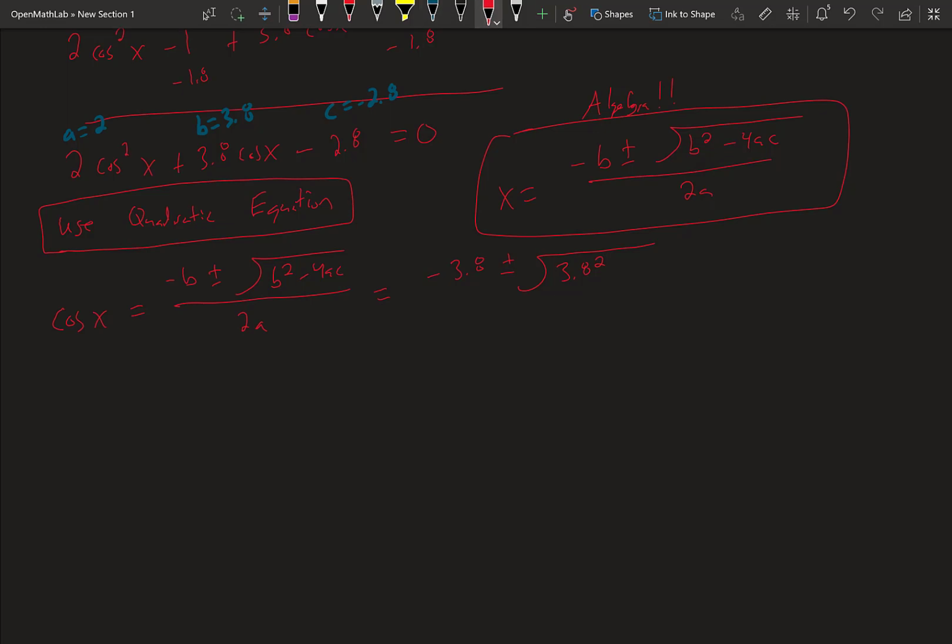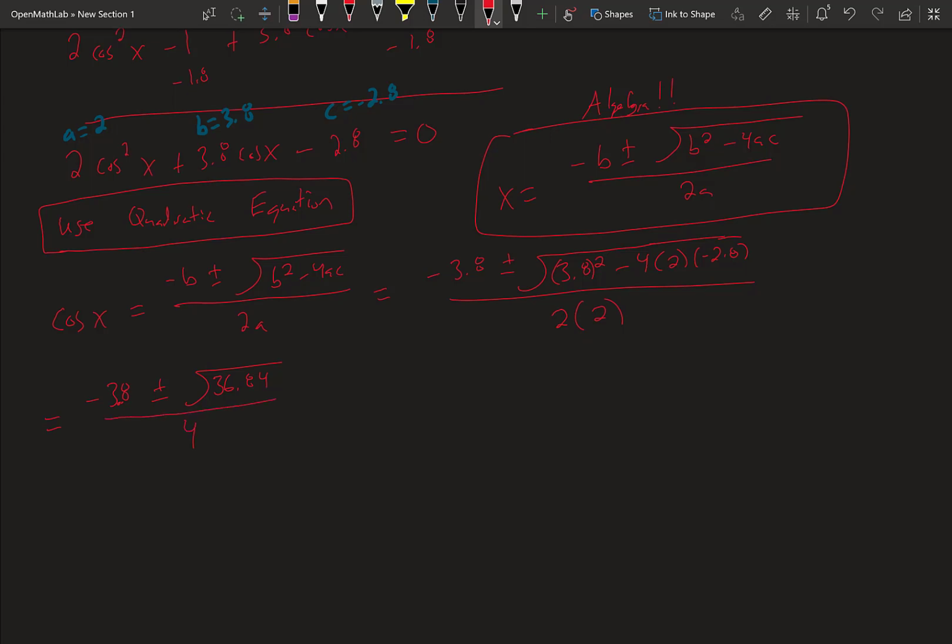So we have 3.8 squared minus 4 times a, which is 2, times c, which is negative 2.8, all divided by 2a. So a was 2, times 2. So if you simplify the radicand, you get 36.84. So this would be negative 3.8 plus or minus the square root of 36.84, all divided by 4.